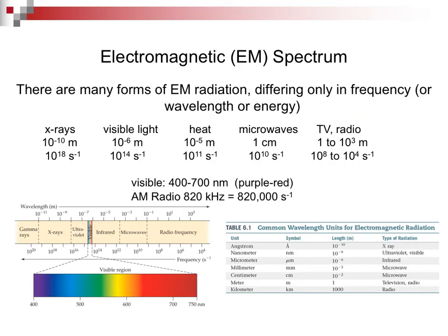So here is the electromagnetic spectrum, and there are many, many forms of electromagnetic radiation, and they differ only by, shall I say, frequency or wavelength or energy. I'm going to put some less than signs here. X-rays have a smaller wavelength than visible light. Visible light has a smaller wavelength than heat. Heat has a smaller wavelength than microwaves, and microwaves have a smaller wavelength than radio.